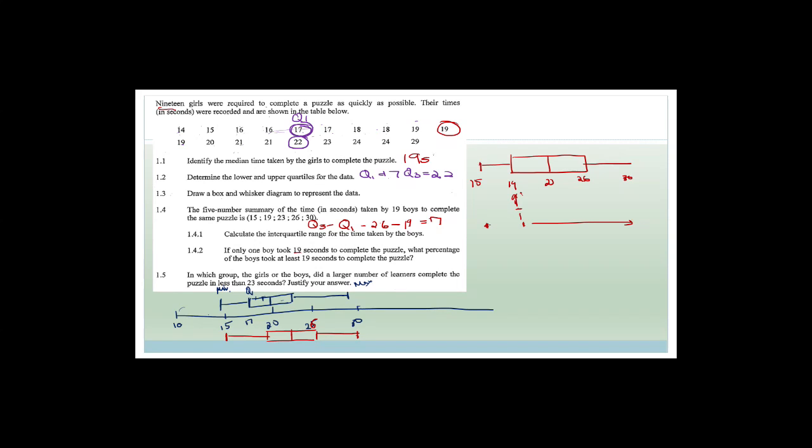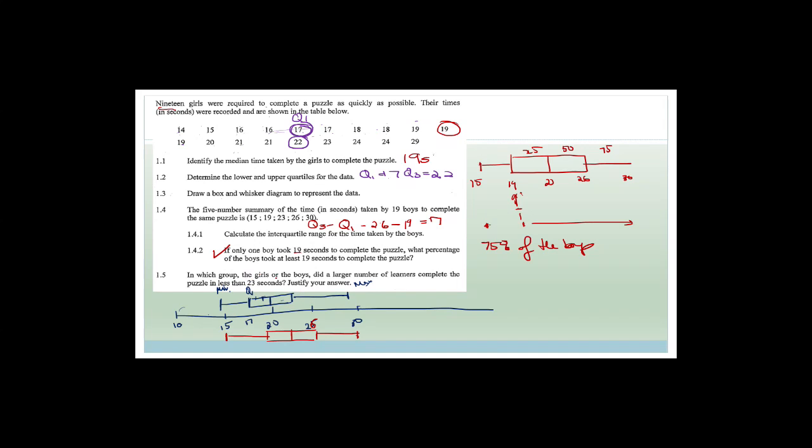And how many is that? Well, you've got to remember we're dividing this into quarters. So this is 25, this is 50, and this is 75. So do you agree that 75% of the boys took at least 19 seconds to complete the puzzle? So what did we say it was? We said 75% of the boys. Okay, so that's that one.